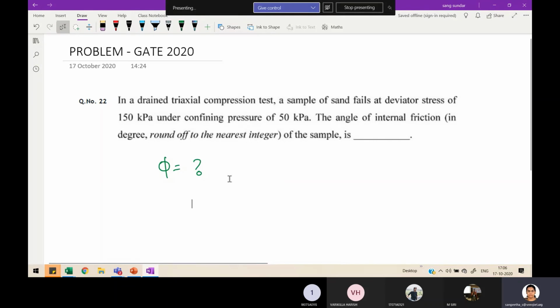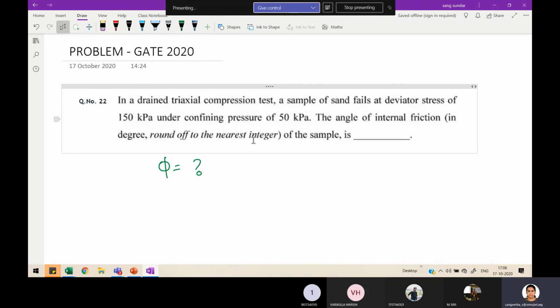So here all the remaining data is being given. Actually a triaxial test is conducted on sandy soil. That too it is a drained triaxial test, and they mentioned how much deviator stress is applied at failure, and how much was the confining pressure. Everything is mentioned, and they are asking you how much is the angle of internal friction. And we all know that the ultimate aim of conducting a triaxial test is to find the engineering properties of soil, which are C and phi.